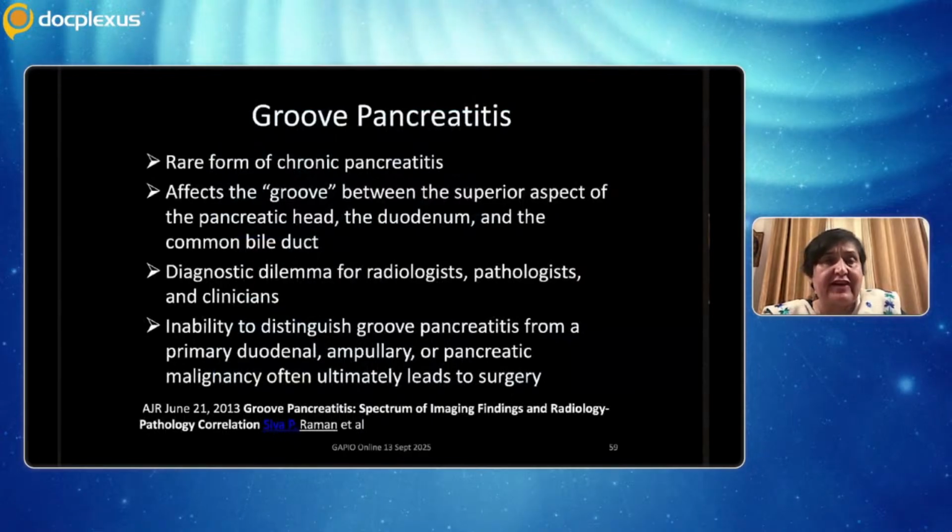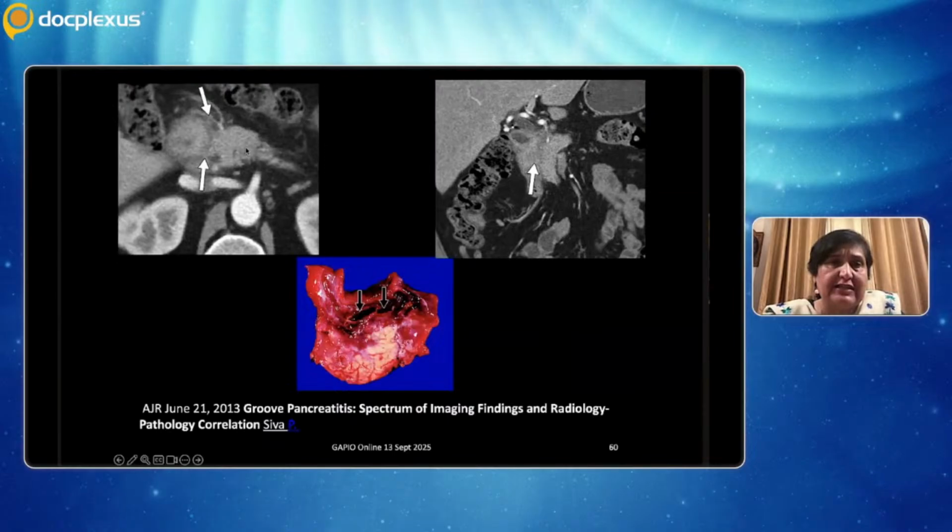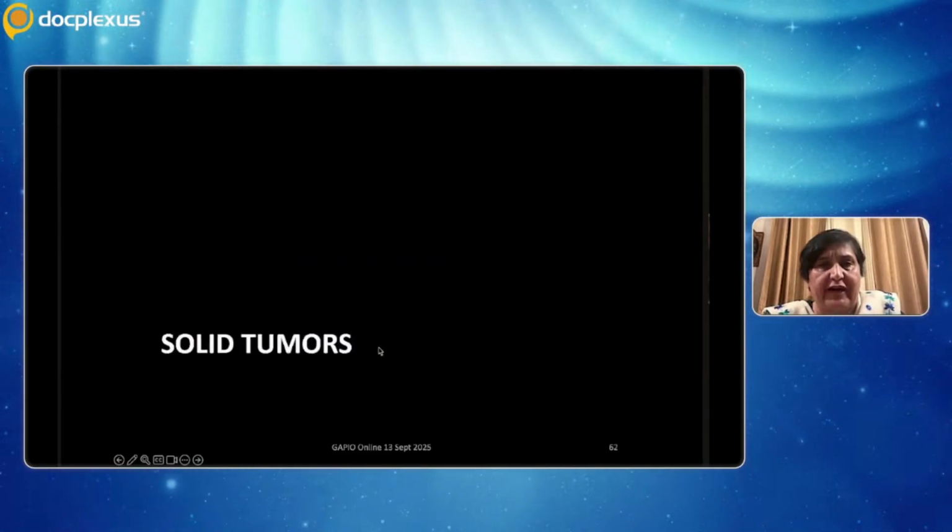Groove pancreatitis is a rare form of chronic pancreatitis which affects the groove between the superior aspect of the pancreatic head and the duodenum. It's a diagnostic dilemma for radiologists, pathologists, and clinicians, and inability to distinguish it from primary duodenal, ampullary, or pancreatic malignancy often leads to surgery. And this is an image I have taken from an AJR article, which is showing you that there is some hypodensity here surrounding the pancreas. That's the duodenum there. And this is where you doubt whether this is malignancy or whether it's inflammation. And this turned out to be post-operatively a case of groove pancreatitis.